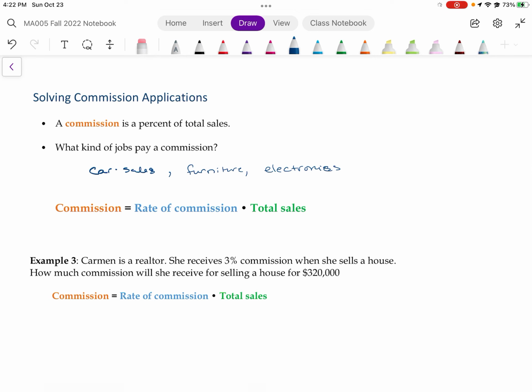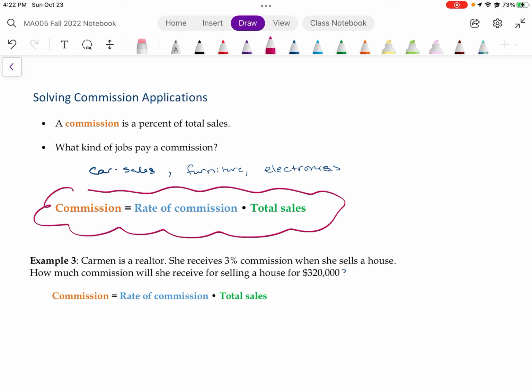So Carmen is a realtor. She receives 3% commission when she sells a house. How much commission will she receive for selling a house for $320,000? So the commission is the rate times the total sales, like I've put right up here. So that should look very familiar, similar to the percent equation, similar to the sales tax equation.